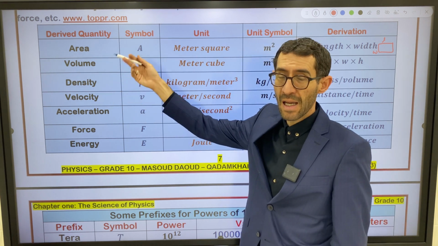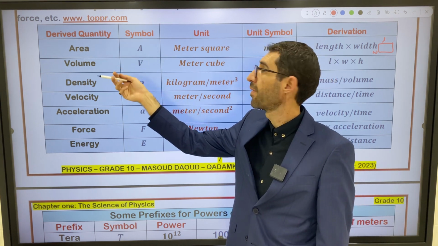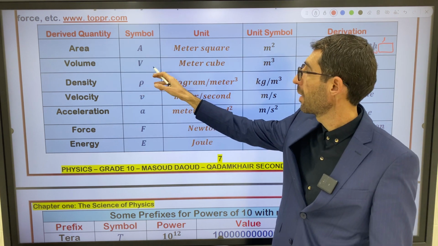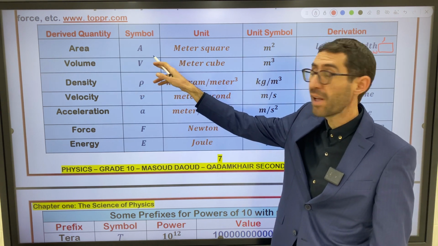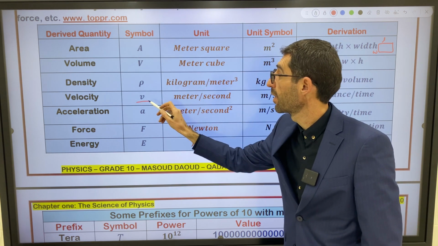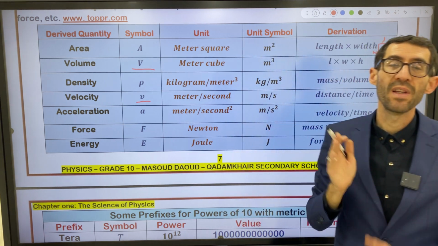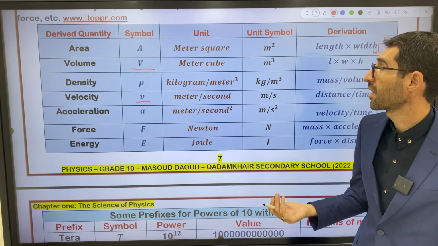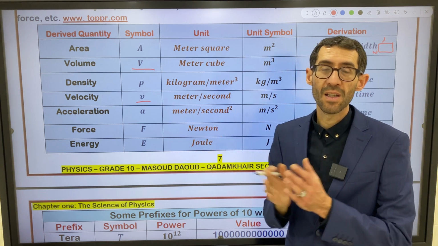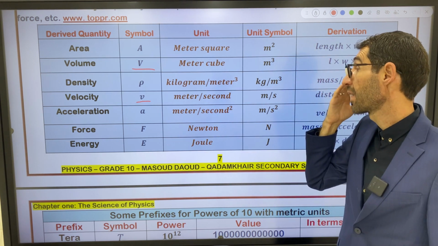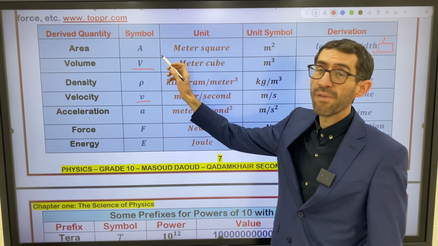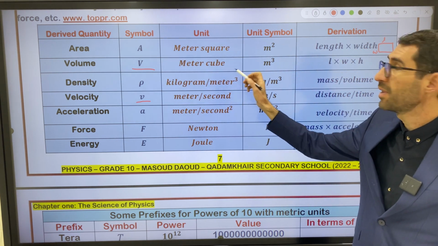Another derived quantity is volume. The symbol of volume is capital V. Be aware: capital V is for volume, small v is for velocity. You have to distinguish between these symbols and not confuse the units. About the unit of volume, we have cubic meter.